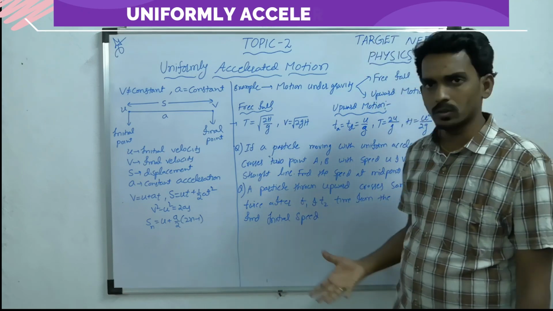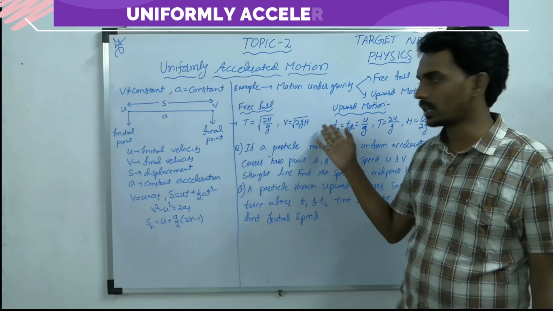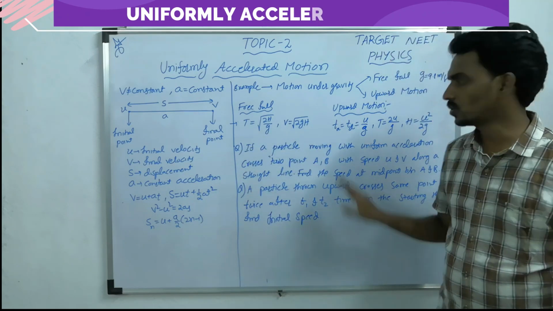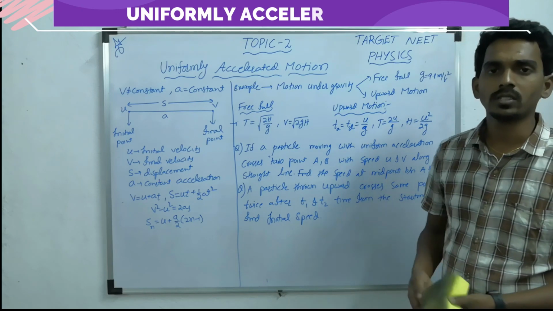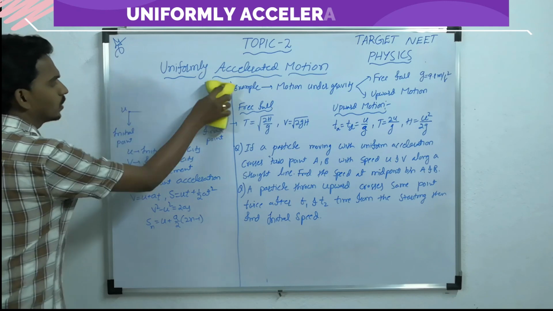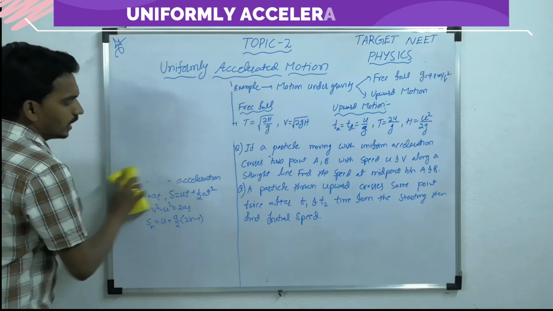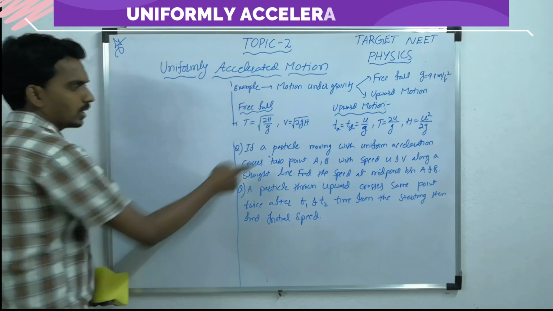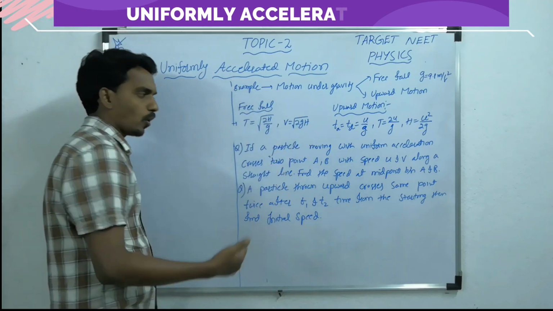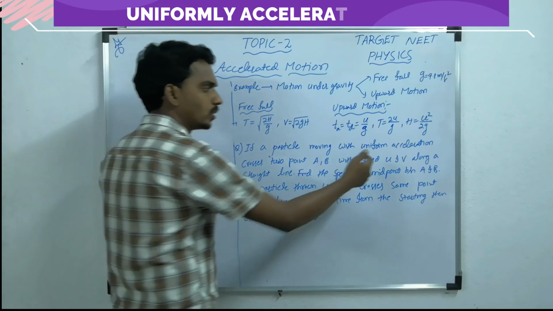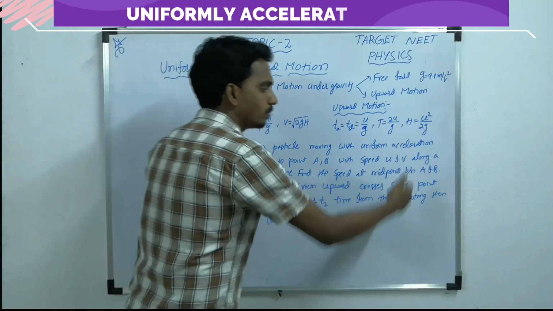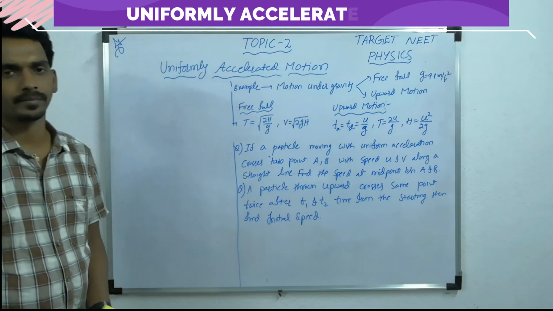Let me show you whatever I said, how to apply these equations or formulas. Let me take these two simple, logical questions. The very first one: a particle is moving with constant acceleration and it crosses 2 points A and B with speed u and v along a straight line. Then find the speed at midpoint between A and B.